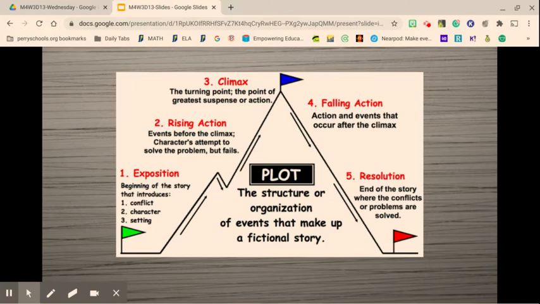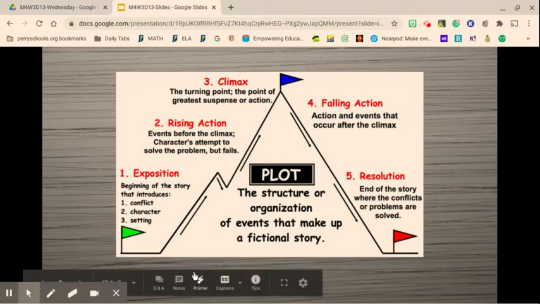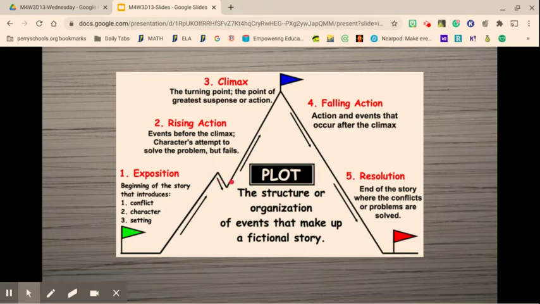Then, as the plot continues, we have this rising action where events are happening and we're going up this mountain. So we've got some problems and we're kind of going up and we're trying to solve this. These are the events before the climax. The characters attempt to solve the problem, but usually they fail. So they're trying to reach this top. The top is this turning point where there's the greatest suspense of action. That's the part in the story where you're like, oh my gosh, is it going to happen? Is it finally going to get there?